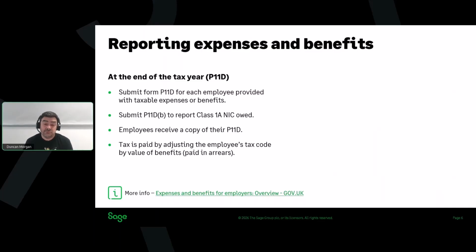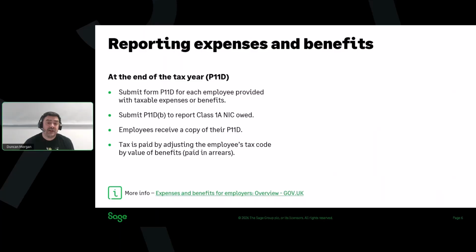Now, the tax that's due on the benefits reported on a P11D is paid by the employee via an adjustment to their tax code. So this means in some cases, they will be paying the tax on the benefits they've received in arrears, so in the following tax year to the year that it was reported.